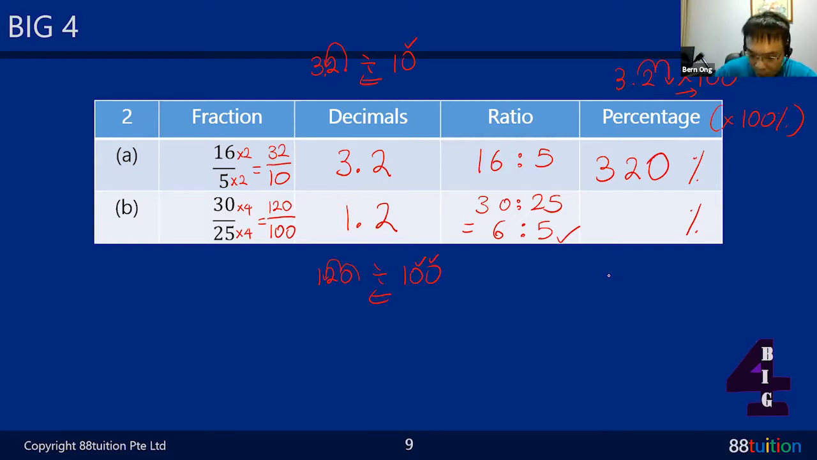All right. And next one, 1.2 times what? Times 100. Times means to your right, 100 means 2 movements. 1 step, 2 step. It's 120%. Can? All right, so this is the example for question 2. This is for P5, P6.